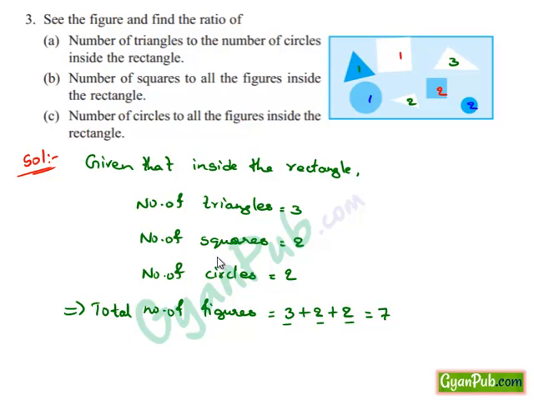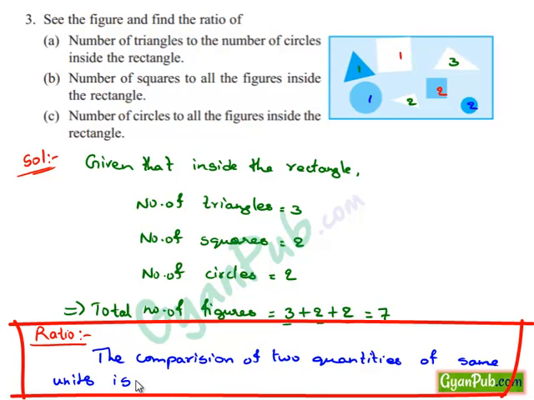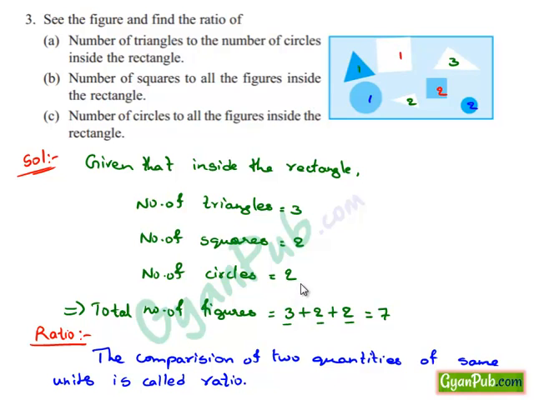Now, we have to find the ratio of following. First, we should know what is meant by ratio. The comparison of two quantities of same units is called ratio. Now we can observe that here 3, 2, 2 and 7 are all numbers. So we can compare the following.